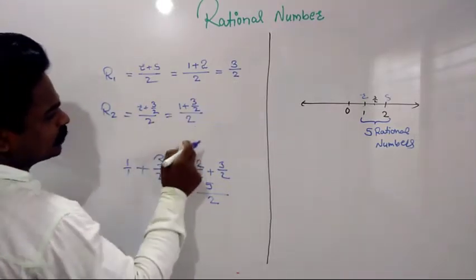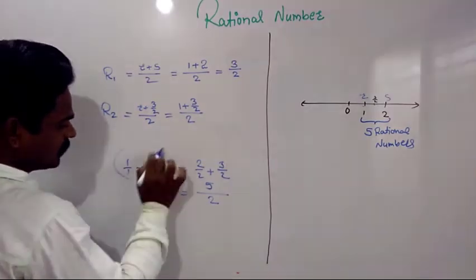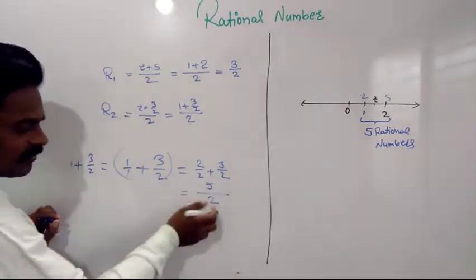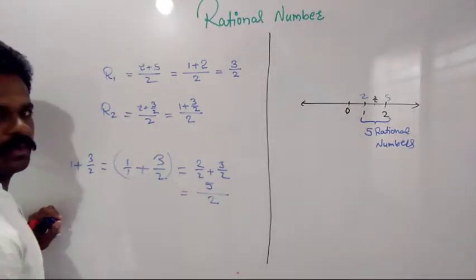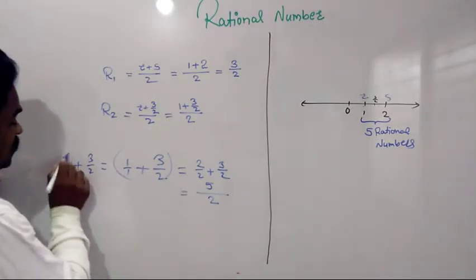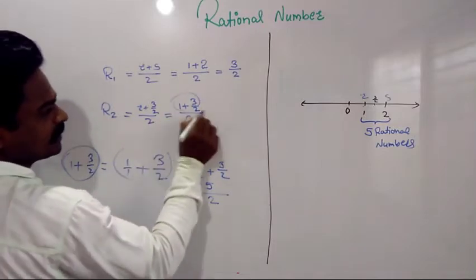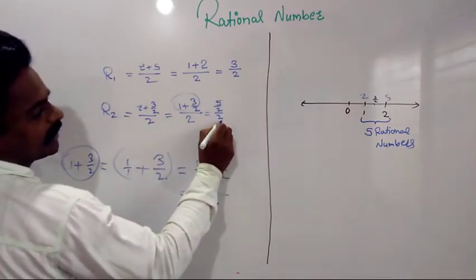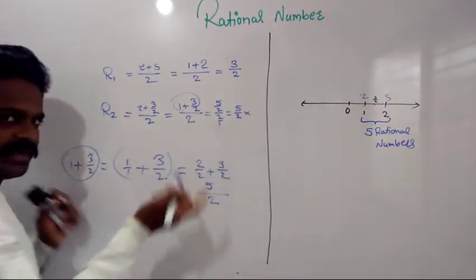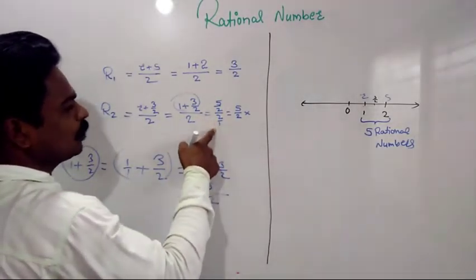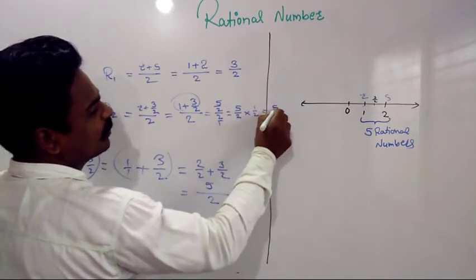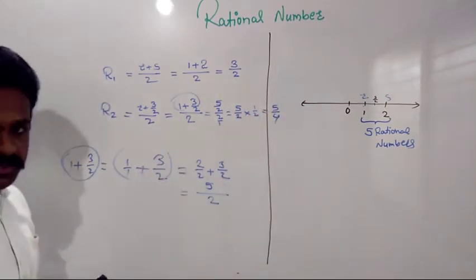So 1 plus 3 by 2 is equal to 5 by 2. Now we have 5 by 2 upon 2, which is 5 by 2 into 2 upon 1. If we invert, 2 by 1 becomes 1 by 2. So it is equal to 5 by 4. This will be your next rational number.